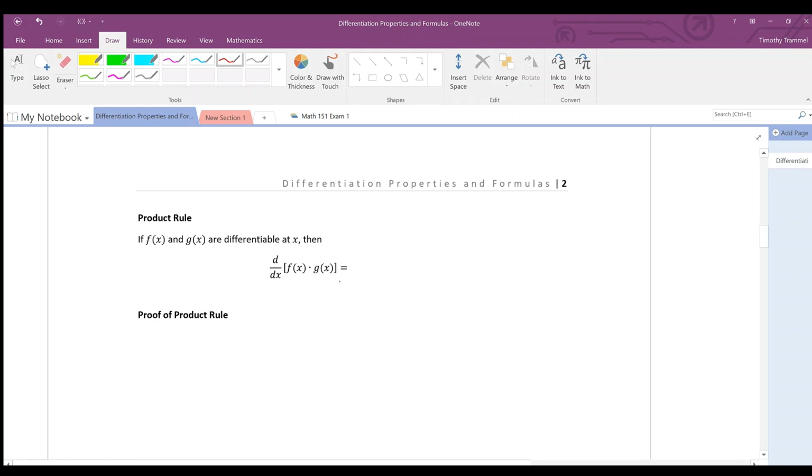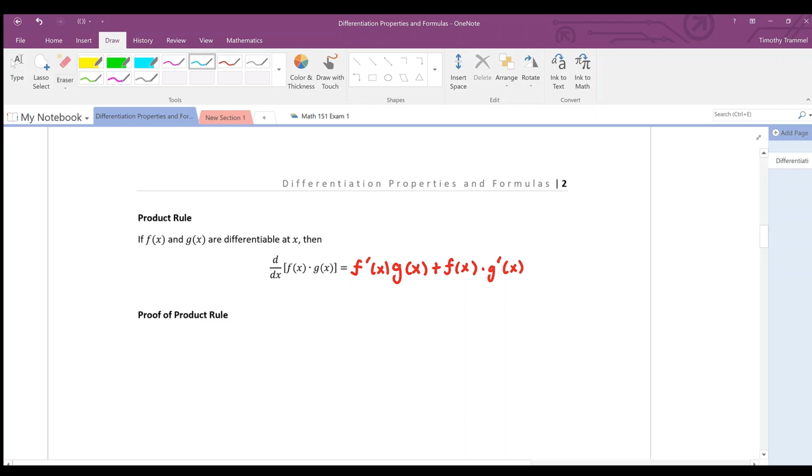Let's look at the product rule here. So if we have two functions, f and g, both differentiable at x, then the derivative of their product is going to be f prime of x times g of x plus f of x times g prime of x. So this is a little bit more complicated, just like we promised on the previous page, right? This is not equivalent to the derivative of f times the derivative of g.